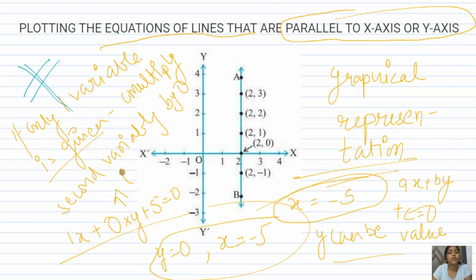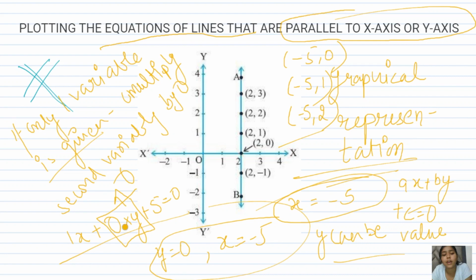So in this case the first point is minus 5 comma 0. The second point can be minus 5 comma 1. The third point can be minus 5 comma 2. Why? Because y can have any value. It does not depend on anything, because it is multiplied by 0. That is why this whole term becomes 0. It does not depend on the value of y. If the value of y is 10, it is still multiplied by 0 and gives 0. So that is why we can take any value of y. This is the example.